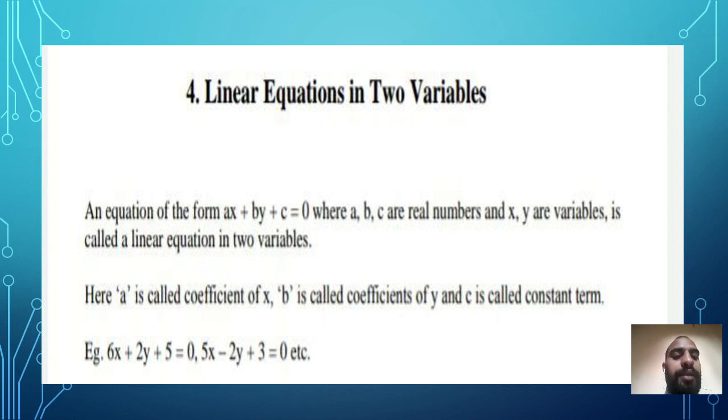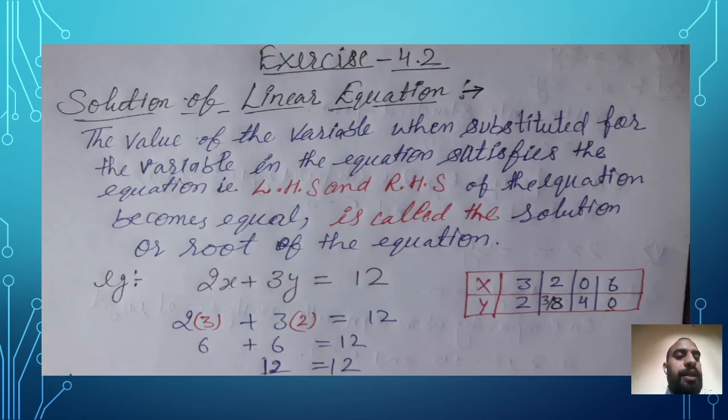Some example is given here, like 6x plus 2y plus 5 equals to 0, 5x minus 2y plus 3 equals to 0. From here you can easily find out the value of a, b and c. These are the constant terms. So let's move forward. That is your exercise 4.2. How to find out the solution, that is very important.